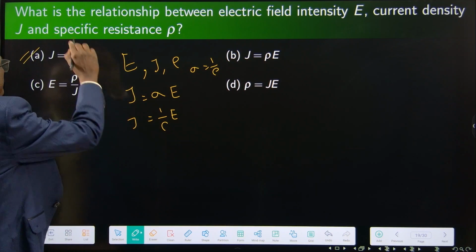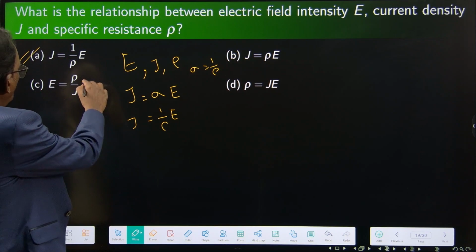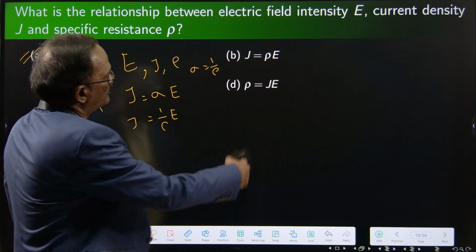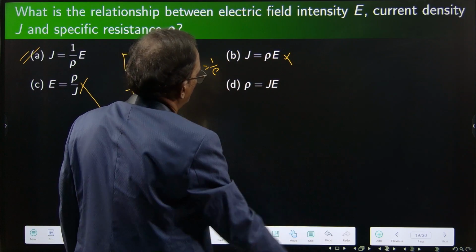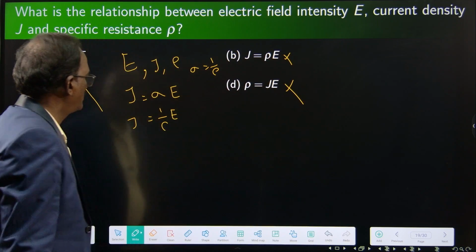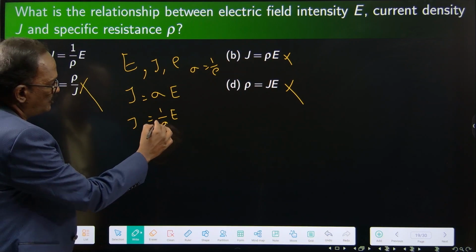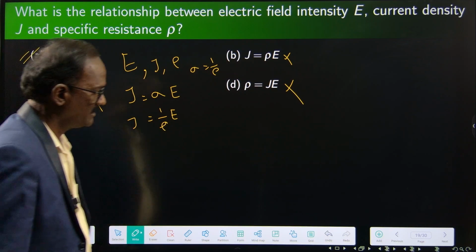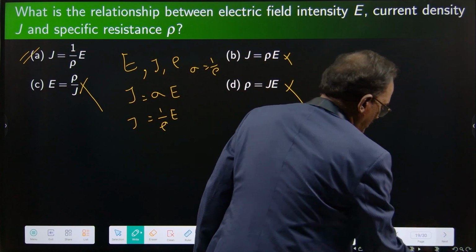Yes. First one, E is equal to rho by J, wrong. J is equal to rho E, wrong. J is equal to sigma E, it's also wrong. J is equal to 1 by rho E. Directly apply the formula and convert it.